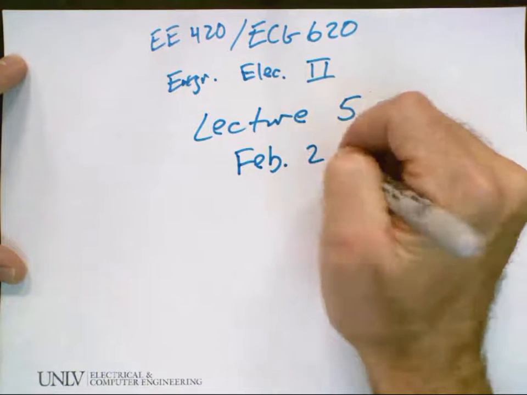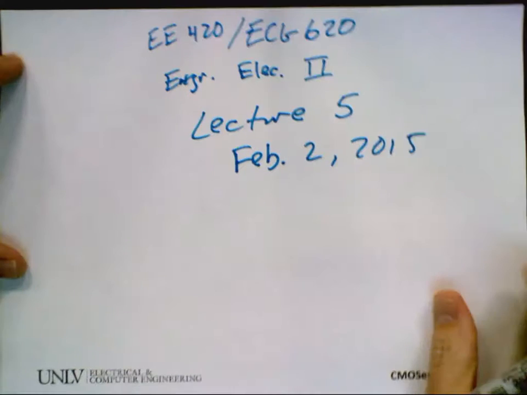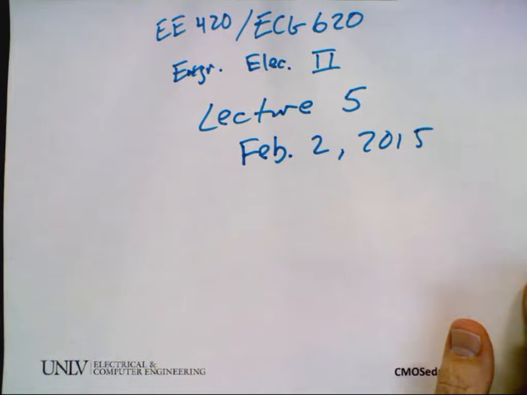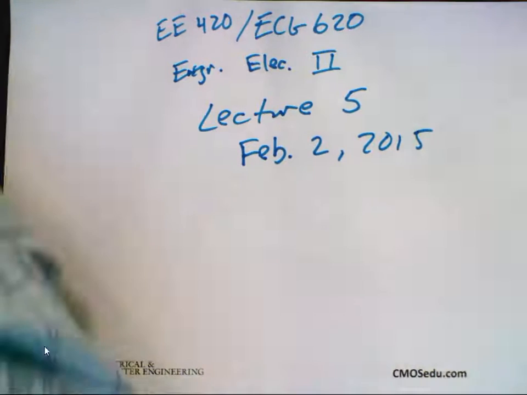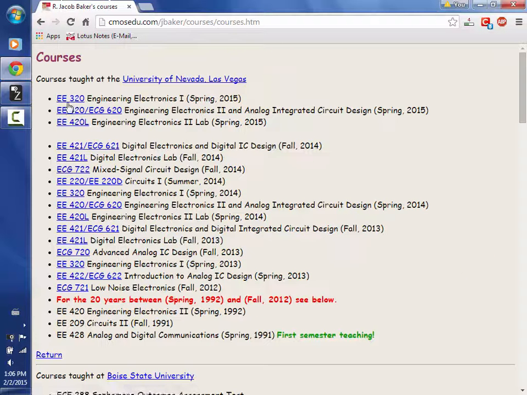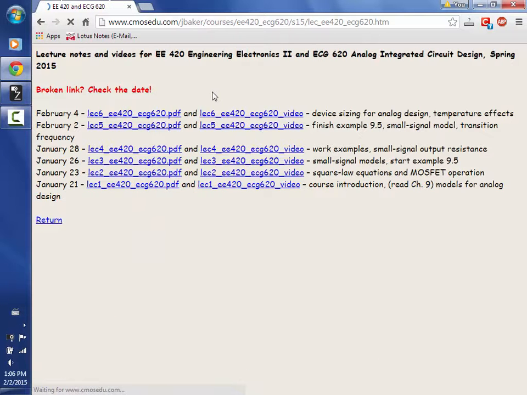February 2nd, 2015. All right, so what I want to do is get through example 9.5, and then I want to talk about, I think it's gain FT product. Let's find out. Small signal model, transition frequency. All right, gain FT is in this and this.